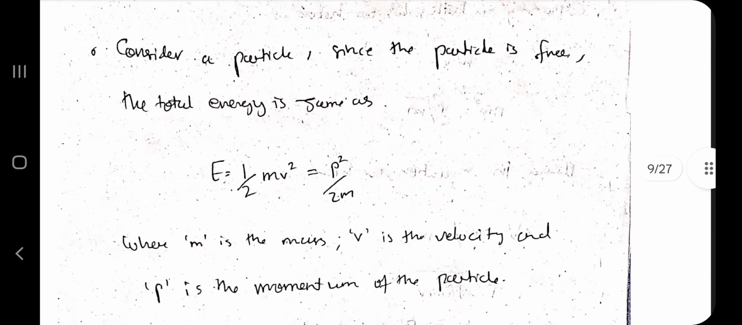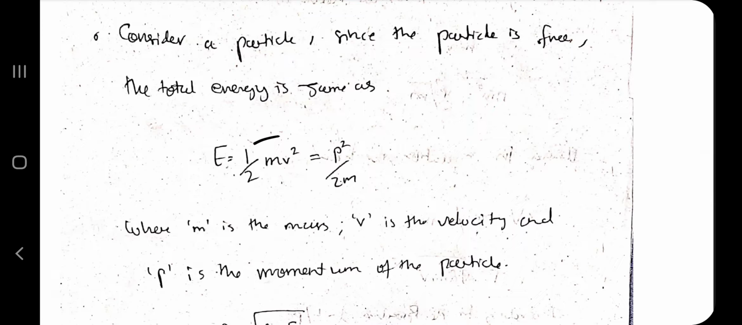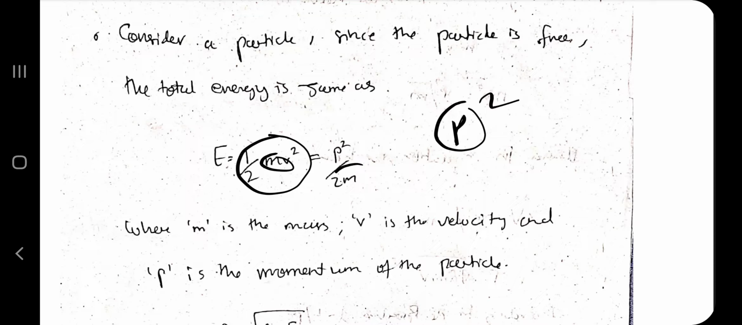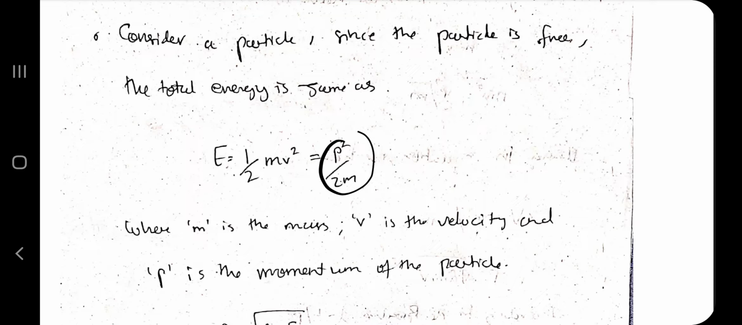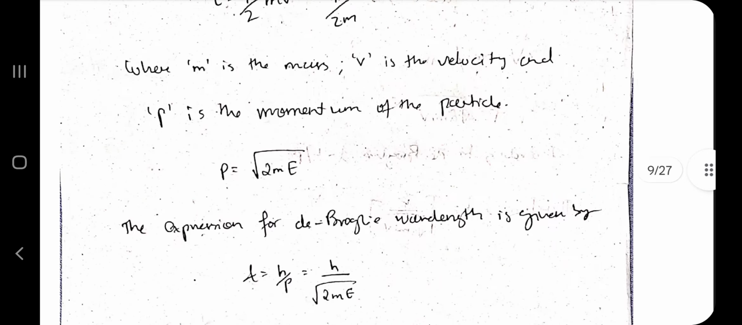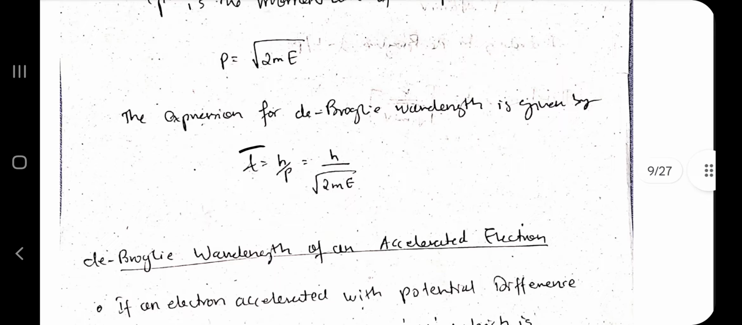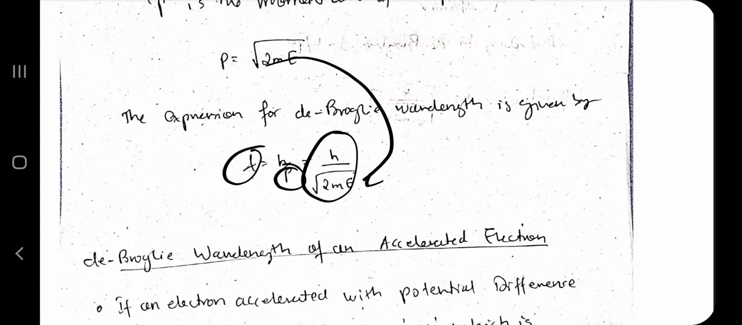kinetic energy: E = ½mv². If you take mv as p, then p²/2m = E. Therefore p = √(2mE), and λ = h/p. Substituting the value of p, you get λ = h/√(2mE). This is the expression for the de Broglie wavelength.